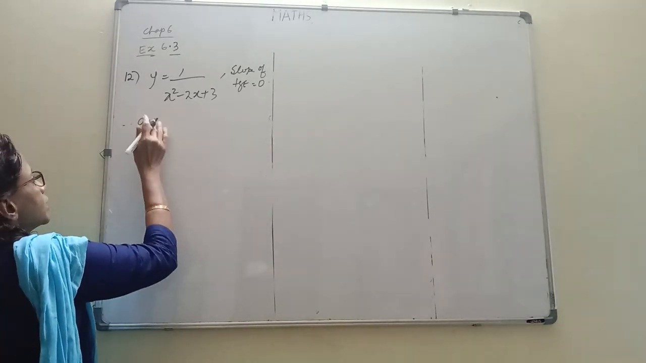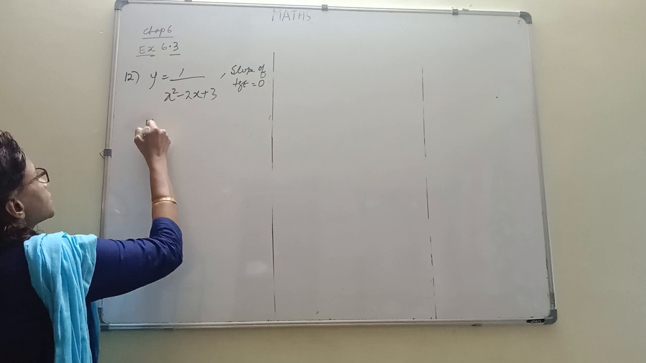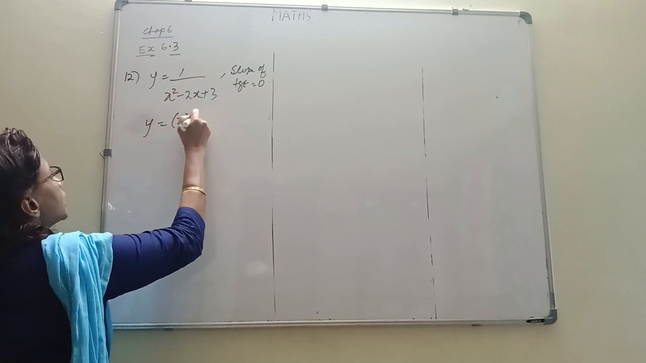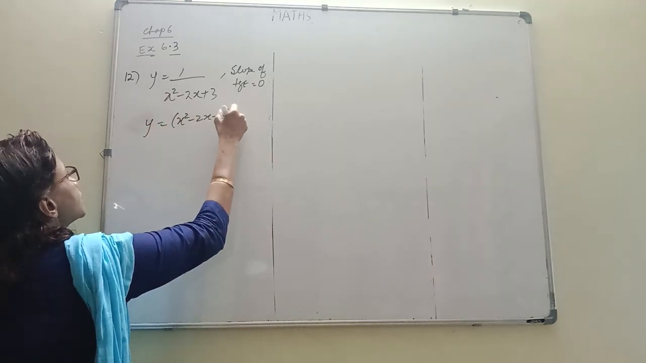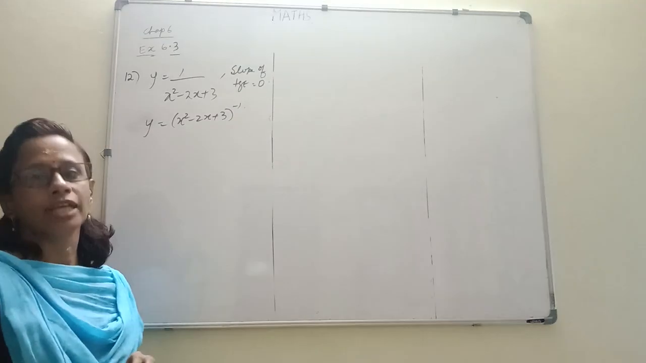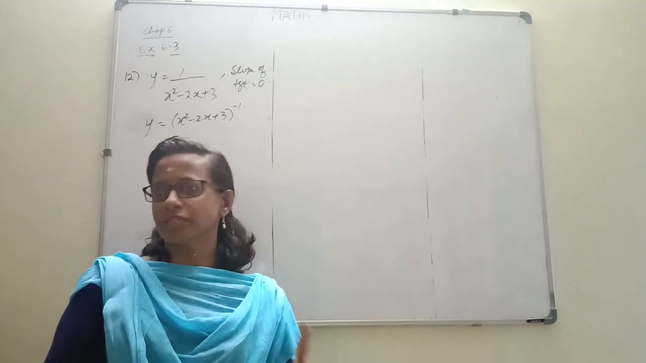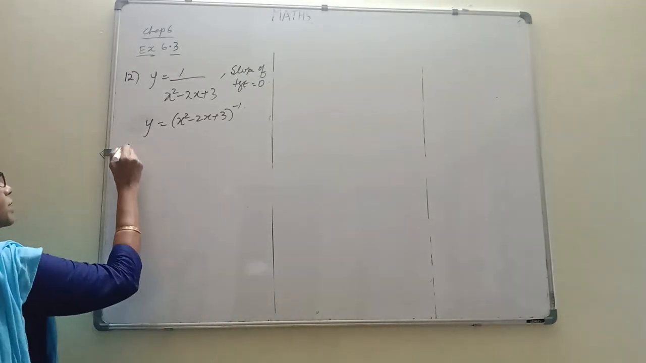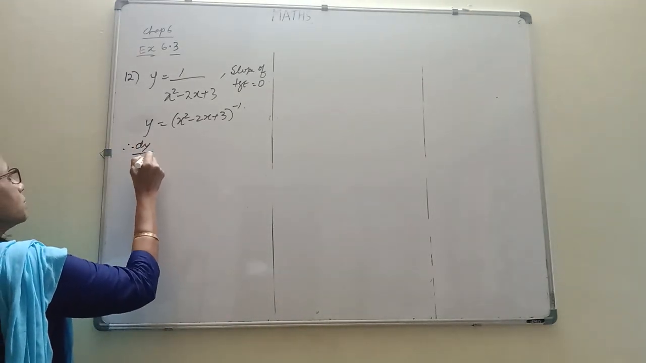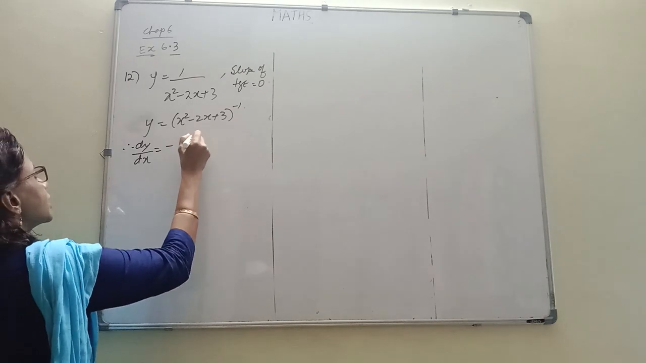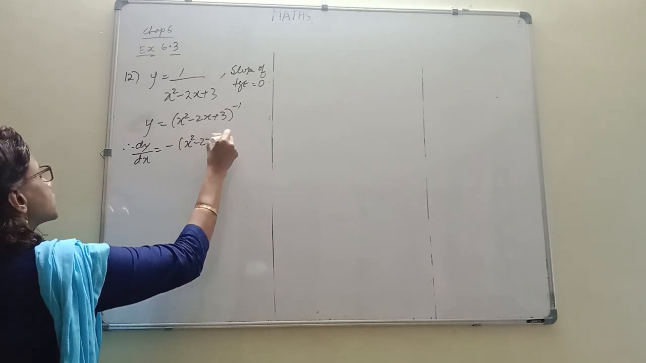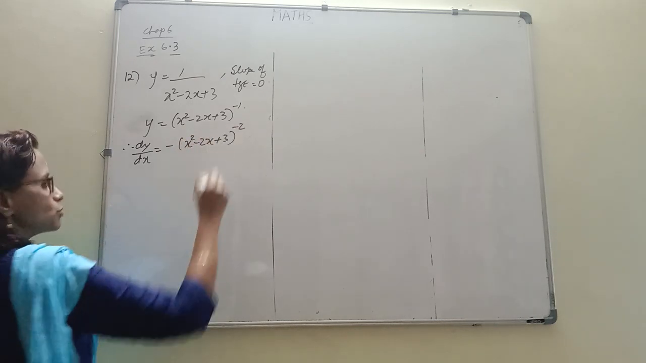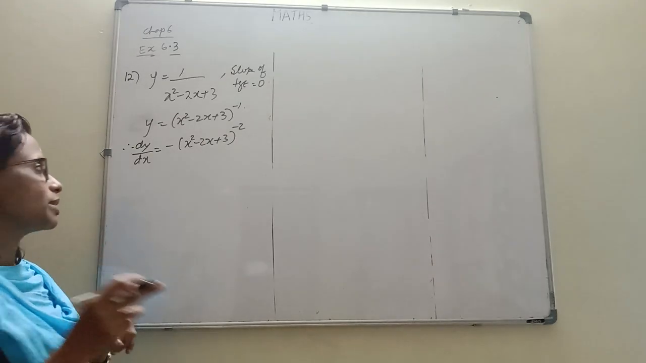Before that, we will understand this function. It is x squared minus 2x plus 3 raised to minus 1. And we have learned that when we find the derivative, we find first the derivative of the exponent and then the derivative of the base. So dy by dx becomes minus 1 times x squared minus 2x plus 3 raised to minus 2. That's how you get n x raised to n minus 1.